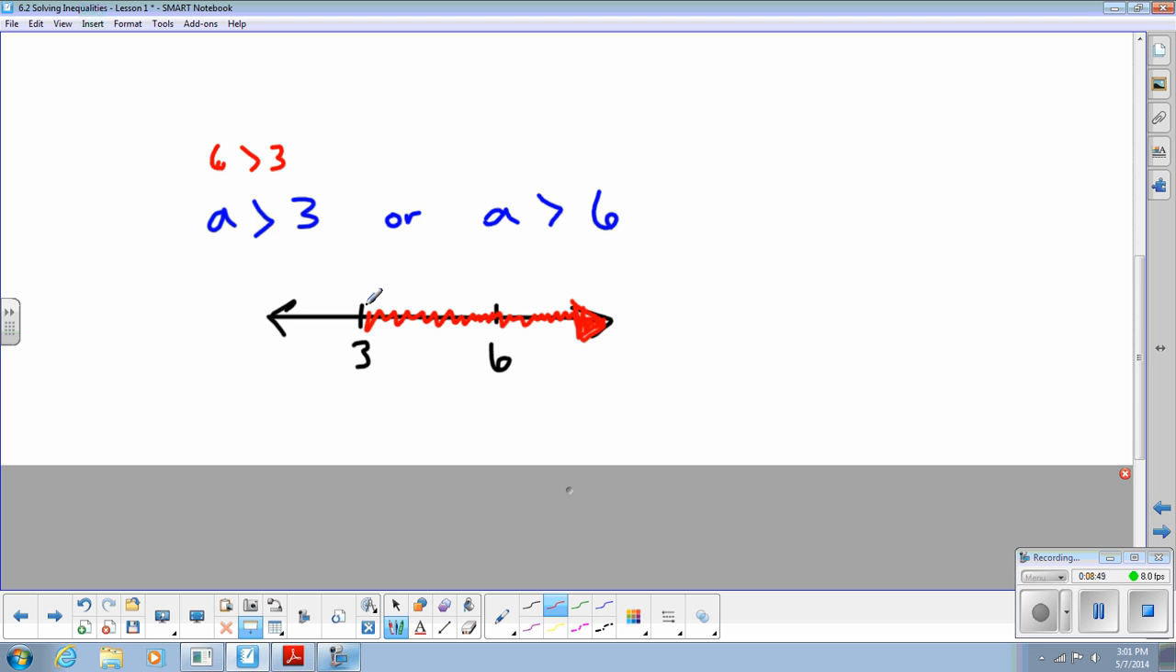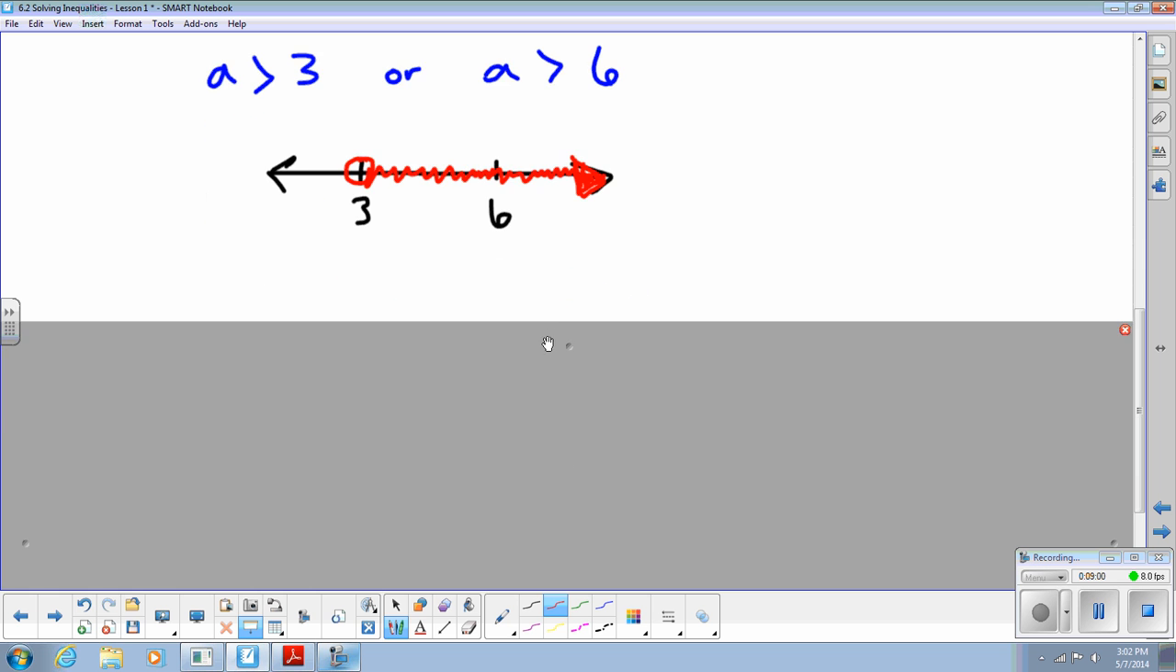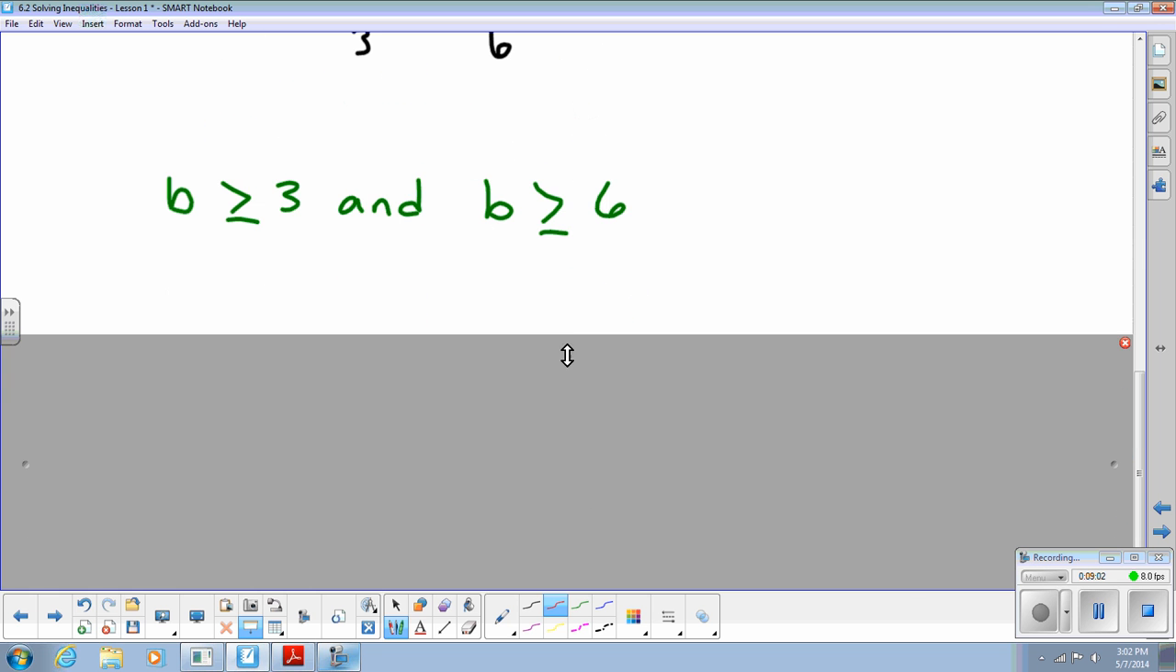I have to now put something over 3. That's an open circle. So I have an open circle over 3, and I shade everything to the right, including 6, because the number 6 works on the inequality on the left side. All right, next, and that last example.